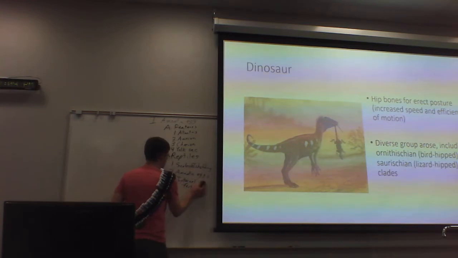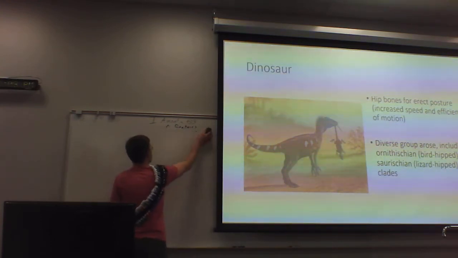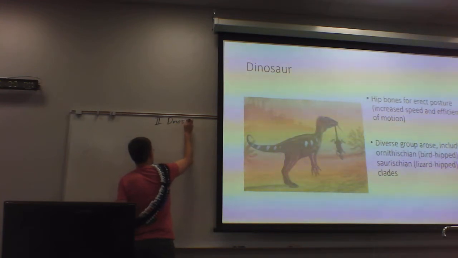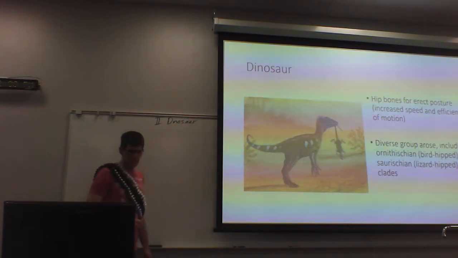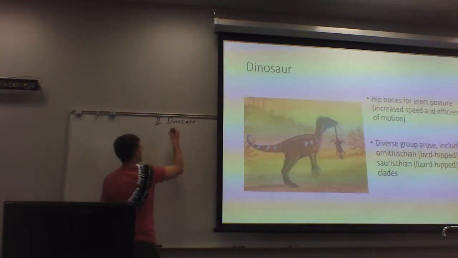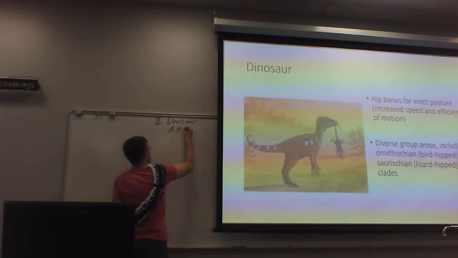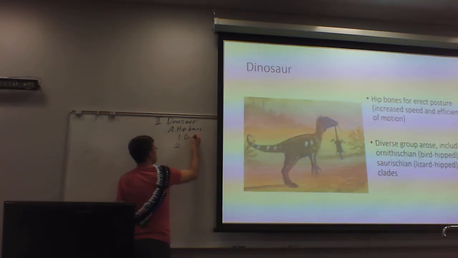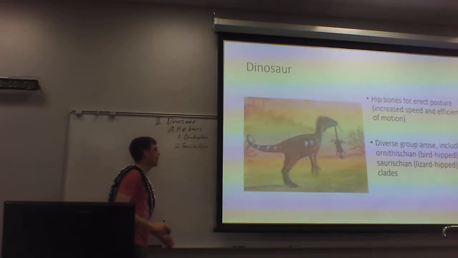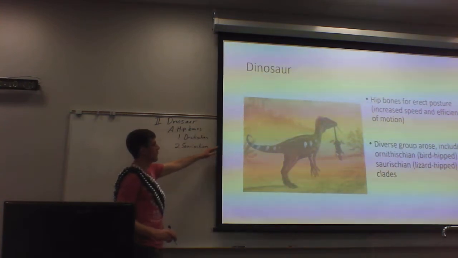Here we go. This is why I'm so excited today, because we're going to discuss dinosaurs. What makes a dinosaur? Well, that would be the hip bone structure. And there are two clades within that, the ornithischian and the saurischian. So the ornithischian and saurischian clades are two different types of dinosaurs.